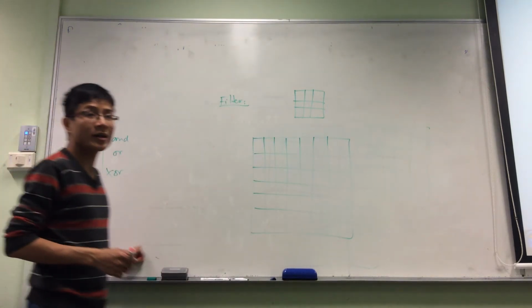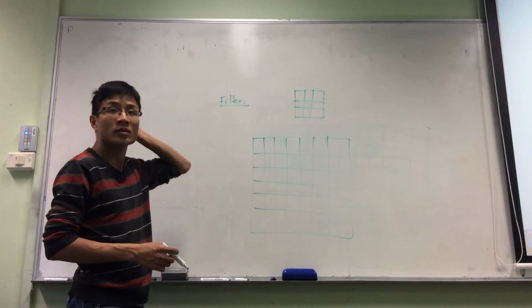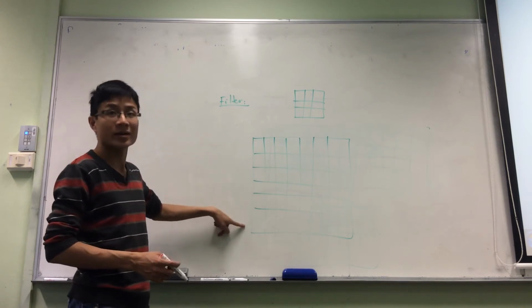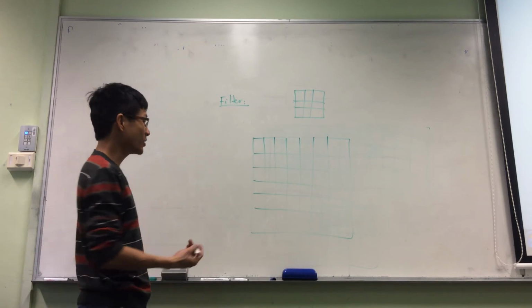Now, what are we going to do? What do you mean by image here? Like picture? Okay, image is picture. Okay, 0 and 1.